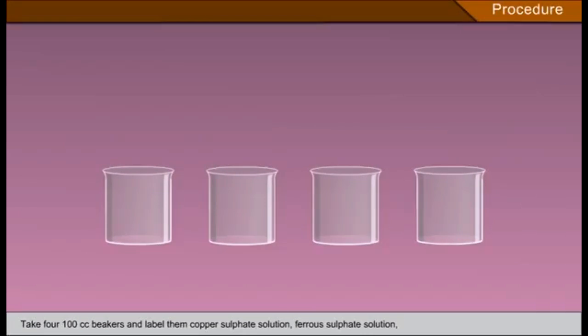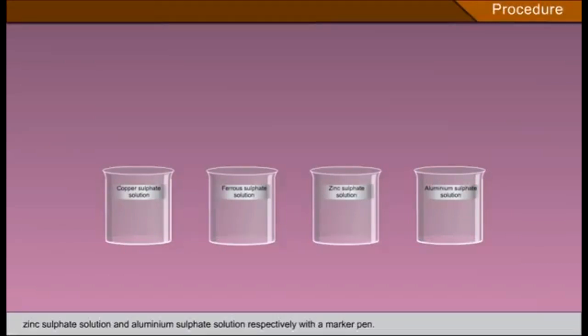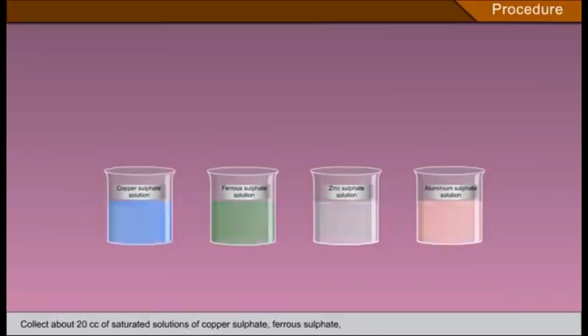Procedure. Take 400 cc beakers and label them copper sulfate solution, ferrous sulfate solution, zinc sulfate solution and aluminium sulfate solution respectively with a marker pen. Collect about 20 cc of saturated solutions of copper sulfate, ferrous sulfate, zinc sulfate and aluminium sulfate in the respective beakers marked above from the common shelf.